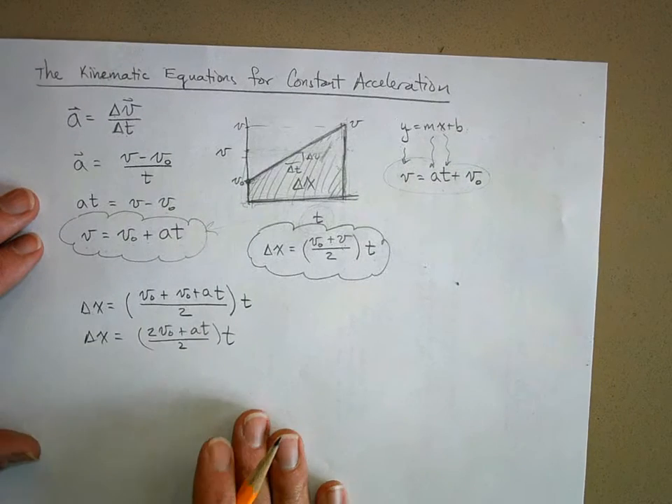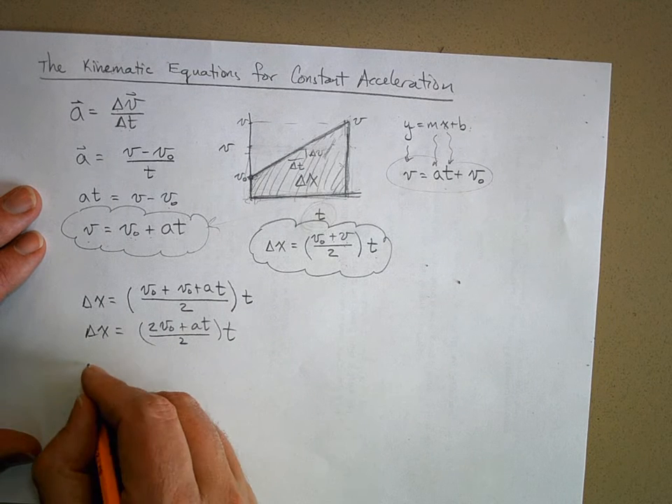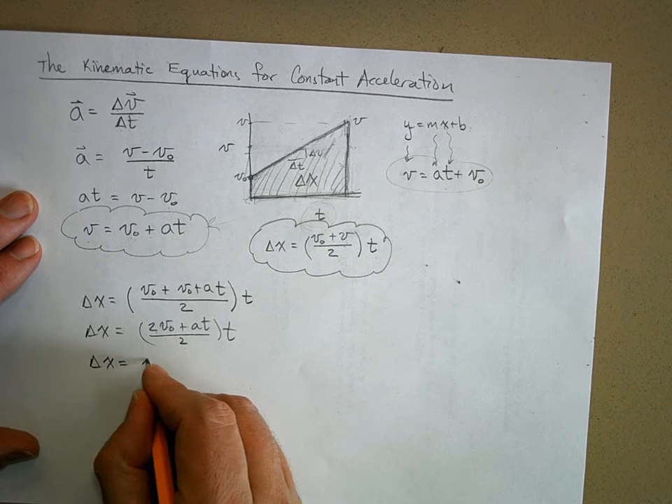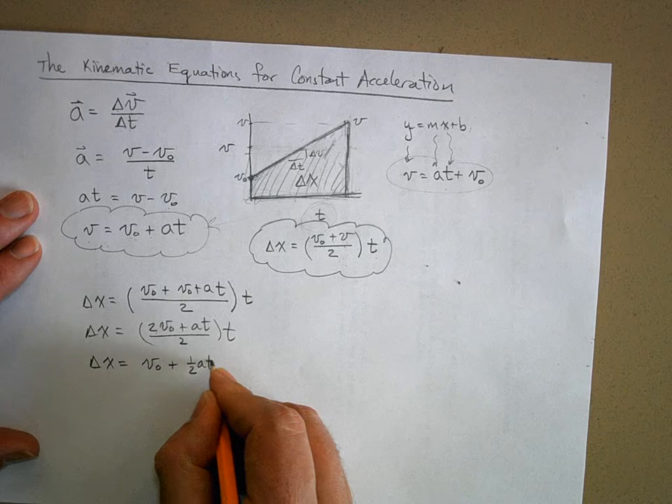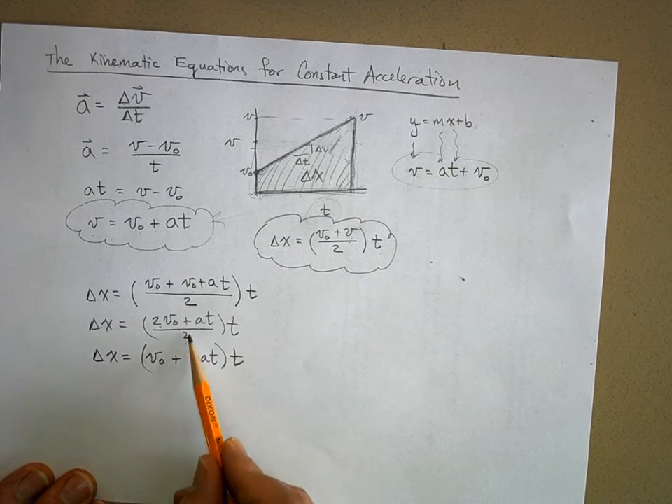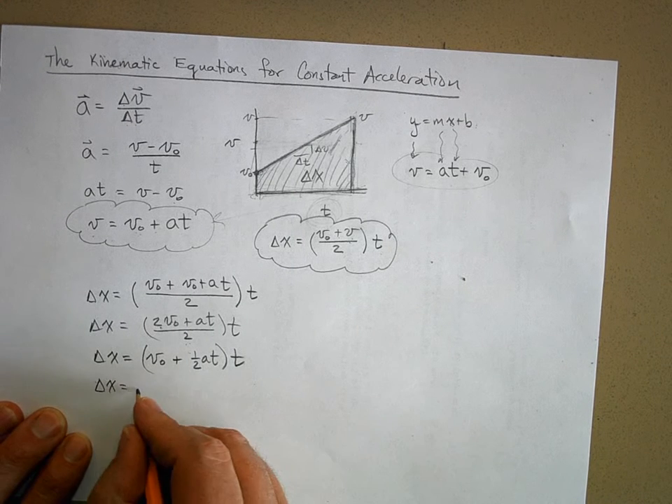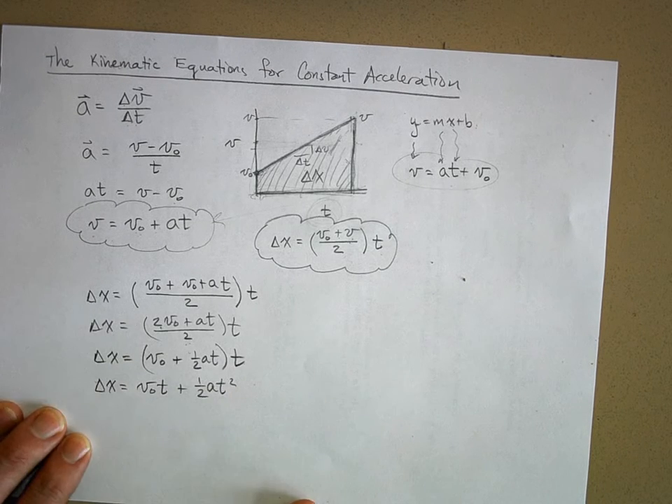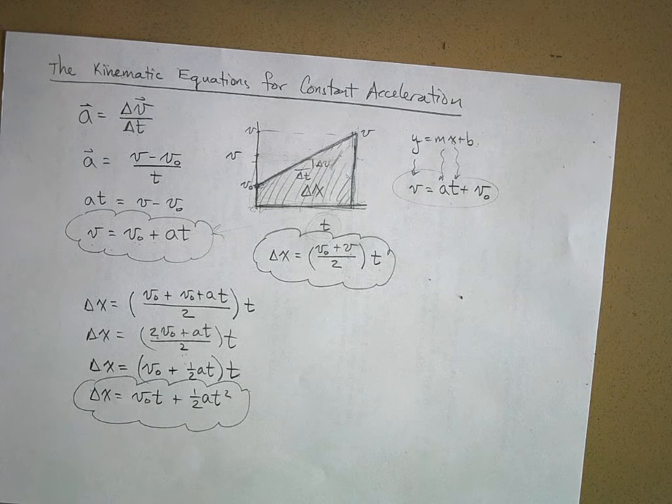Then I'm going to just divide everything by 2, and I'm going to distribute this t in. So delta x will equal 2 v naught divided by 2, well that's just v naught, plus 1/2 at times t. So all I did was break that up. And now I'm just going to distribute this t in here. I get v naught t plus 1/2 a t squared. And this right here is one of my kinematic equations.